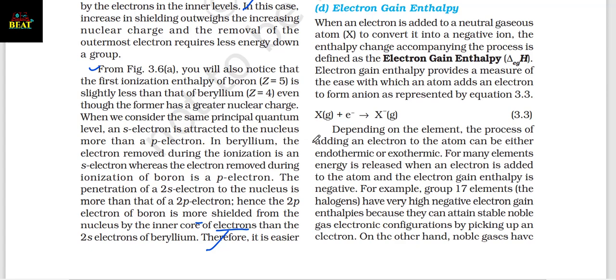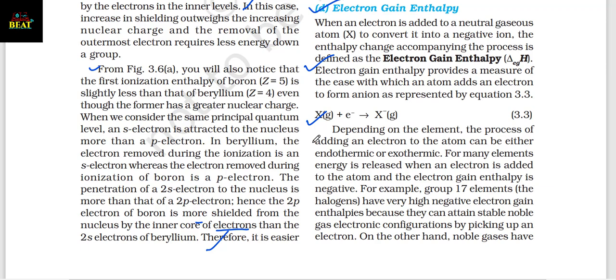D. Electron gain enthalpy. When an electron is added to a neutral gaseous atom X to convert it into a negative ion, the enthalpy change accompanying the process is defined as the electron gain enthalpy. Electron gain enthalpy provides a measure of the ease with which an atom adds an electron to form an ion, as represented by equation 3.3: X(g) + e⁻ → X⁻(g). Depending on the element, the process of adding an electron to the atom can be either endothermic or exothermic.